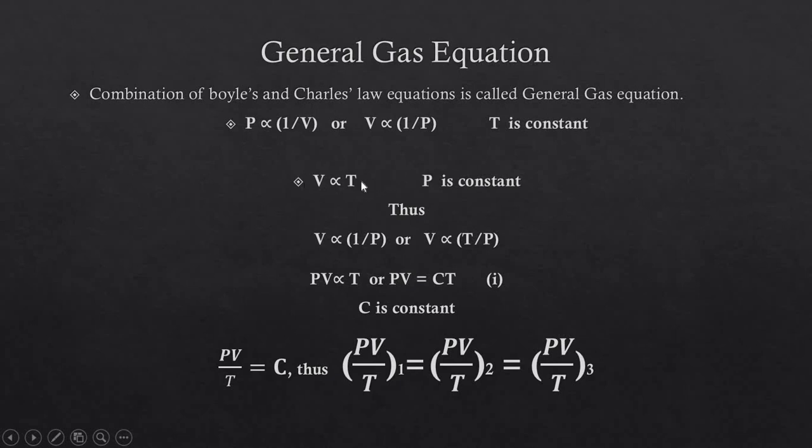This is Charles's law. By simple mathematical rearrangement, we have this final equation. PV is directly proportional to T, or, removing the proportionality sign, PV equals C times T, where C is a constant. Thus, separating the constant, we have the equation PV by T equals C. Similarly, P1 V1 by T1 of the system will be equal to P2 V2 by T2 of the system, and so on.